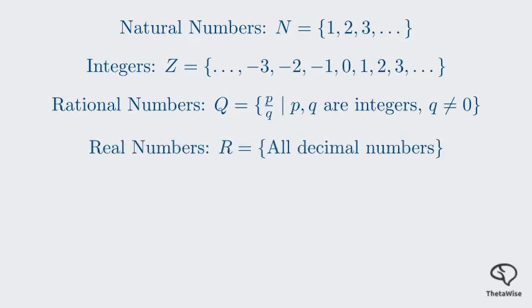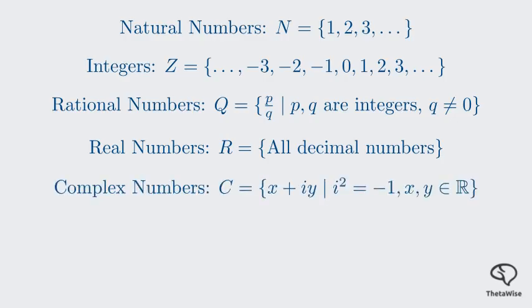The real numbers, R, are the set of all decimal numbers. This includes all rational numbers, plus irrational numbers like pi and the square root of 2. The real numbers are the universal set for most of calculus.